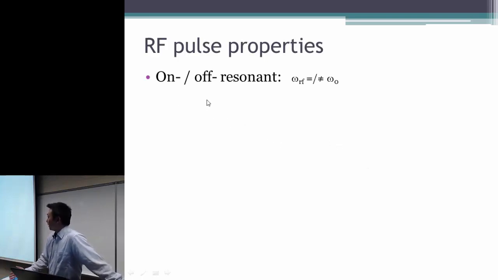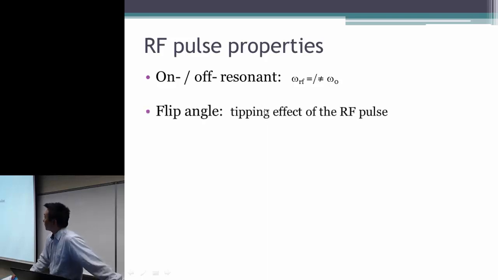So first thing is we can have an on-resonant RF pulse, or we have an off-resonance RF pulse. The difference is whether the frequency of the RF pulse is the same as the Larmor frequency of the spin that we're interested in. If the frequency of the RF pulse is the same, then we call it the on-resonant case. And if the RF pulse frequency is different from the Larmor frequency, then we call it an off-resonant case. So most of the time is, we can see it later.